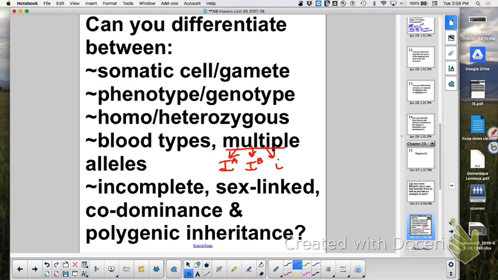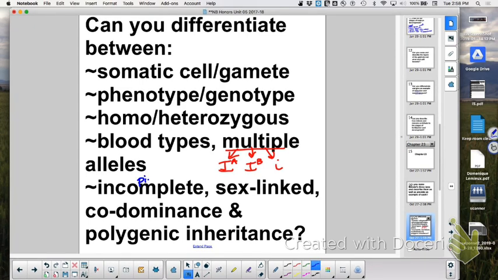Incomplete dominance. What was the example you gave me for incomplete? Pink flowers. Good. Curly hair. Those are the ones that are expressing the incompleteness, right? The red flower and the white flower aren't. Straight hair and the curly hair aren't. The pink and the wavy, the one that looks in between.